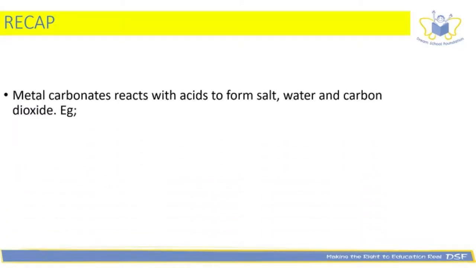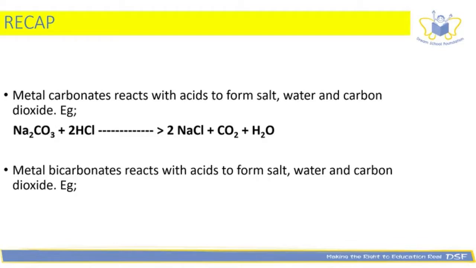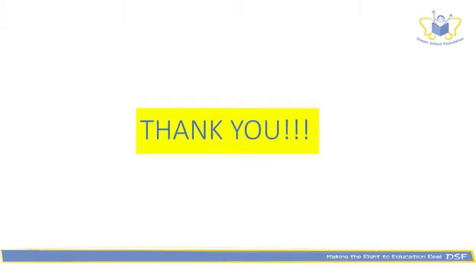Metal carbonates react with acids to form salt, water and carbon dioxide. Example, sodium carbonate reacts with hydrochloric acid to give out sodium chloride, carbon dioxide and water. Metal bicarbonates react with acids to form salt, water and carbon dioxide. Example, sodium bicarbonate reacts with acetic acid to give out sodium acetate, carbon dioxide and water. In both these cases, we have carbon dioxide being released because of the carbonate group present in both bicarbonates and carbonates.